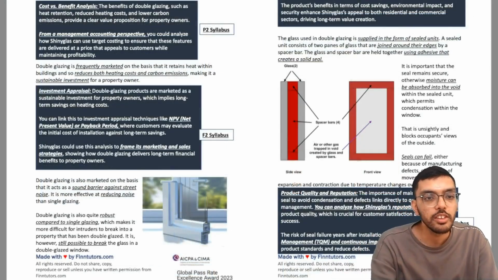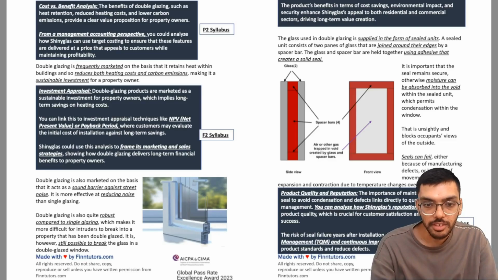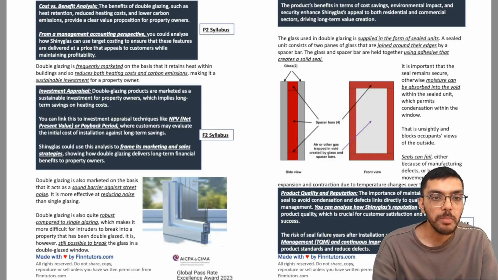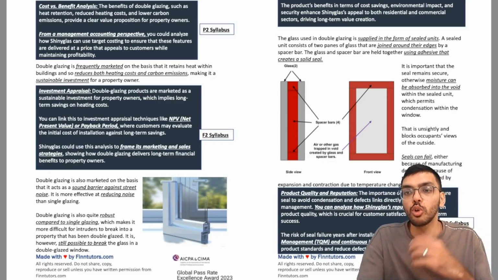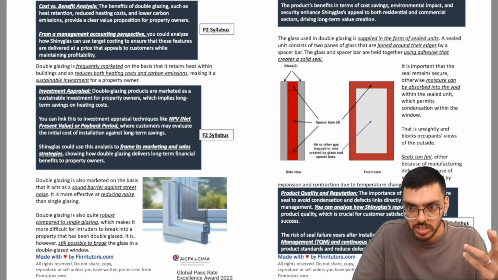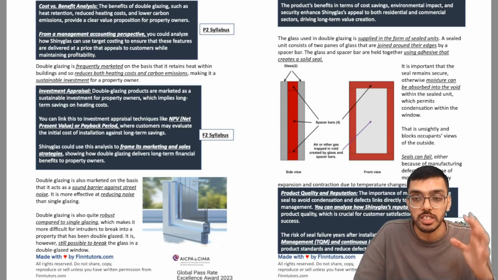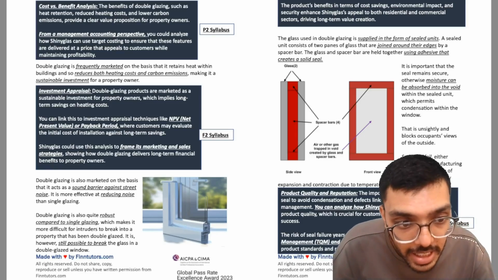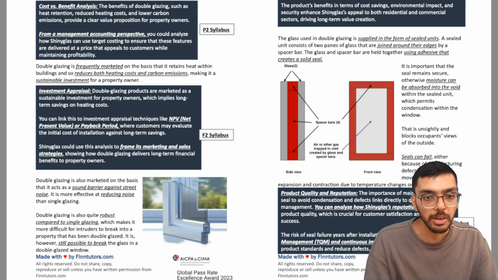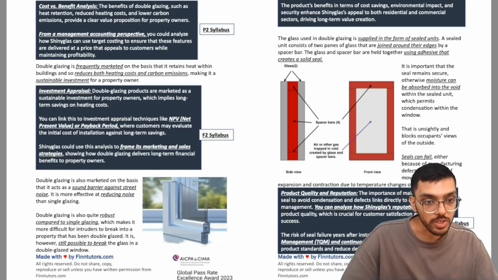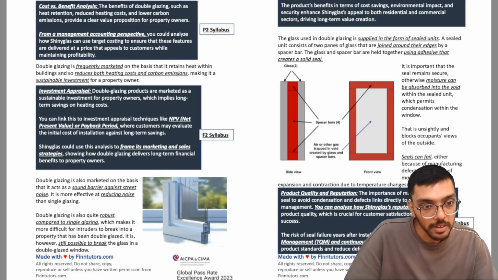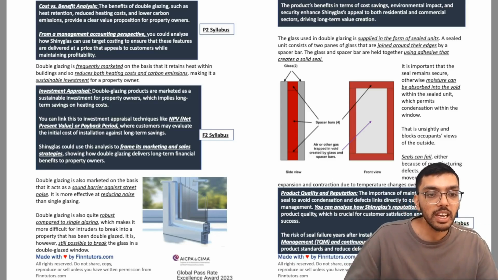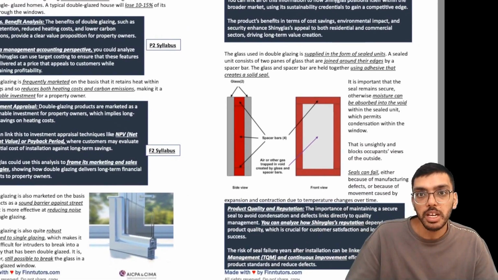Double glazing is also marketed on the basis that it acts as a sound barrier against street noise. It is more effective at reducing noise than single glazing. So heating benefits, carbon emission benefits, sustainability credentials, noise benefits, these are all things double glazing is marketed on. Double glazing is also quite robust compared to single glazing, which makes it more difficult for intruders to break in. So it's difficult to break as well. It is, however, still possible to break the glass in a double glazed window. It's possible, but it's difficult.